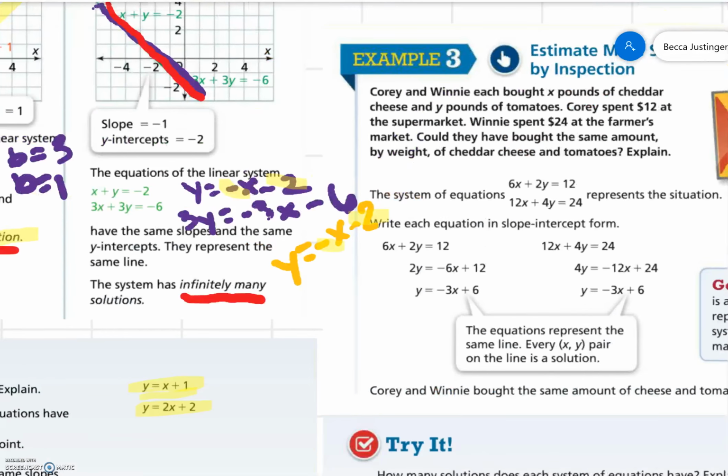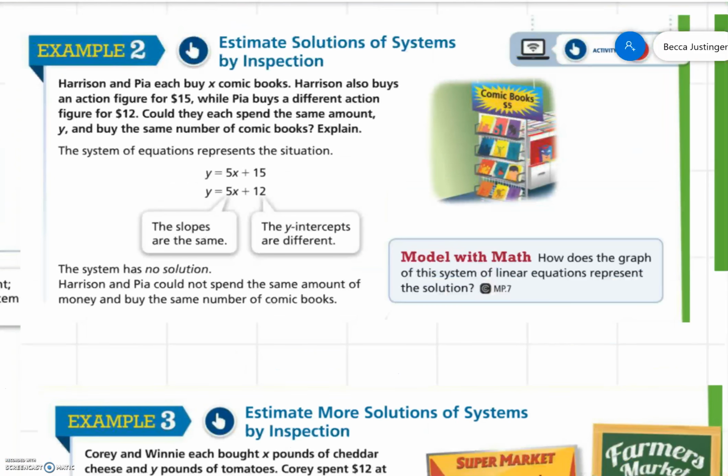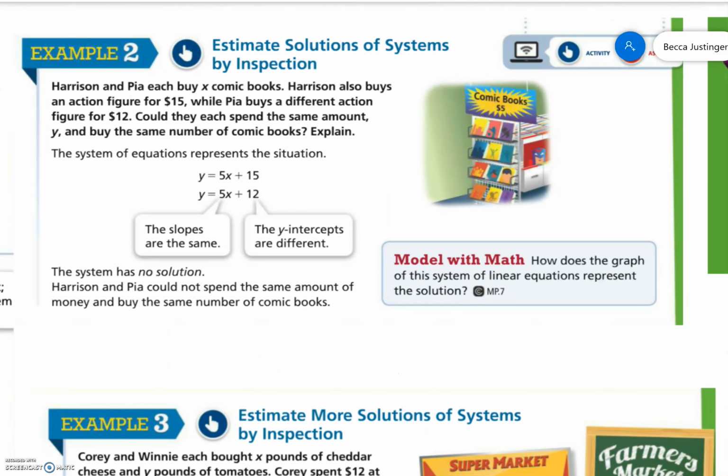All right, example number 2. Estimate solutions of systems by inspection. Harrison and Pia each buy x comic books. Harrison also buys an action figure for $15, while Pia buys a different action figure for $12. Could they each spend the same amount, y, and buy the same number of comic books? Explain.